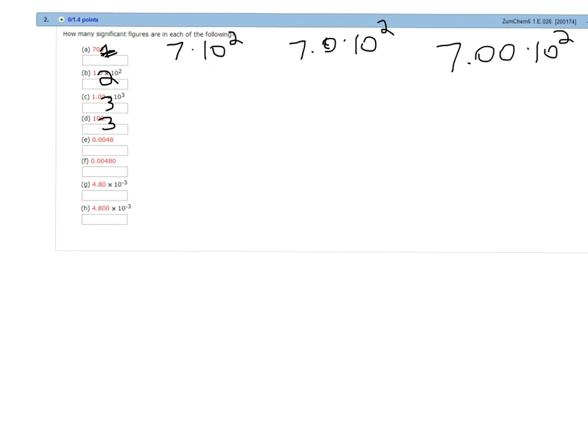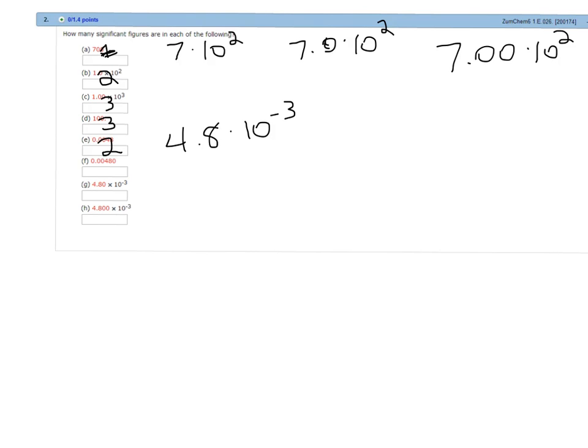Part E, 0.0048. In this case, the zeros that precede the non-zero digits but are still to the right of the decimal point are not significant. If I were to write 0.0048 in scientific notation, I would be writing it as 4.8 times 10 to the minus third. 4.8, of course, is 2 significant figures. So, 2 significant figures for part E.